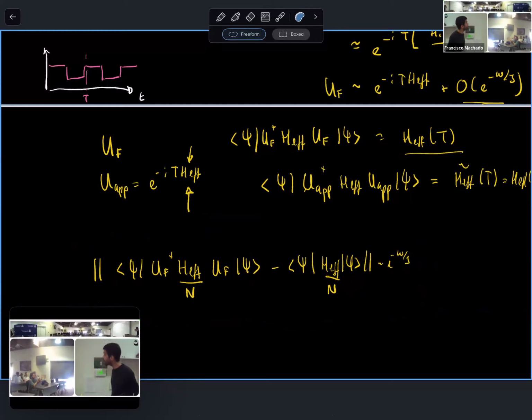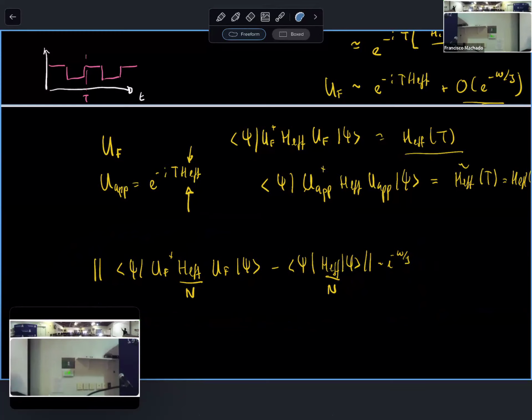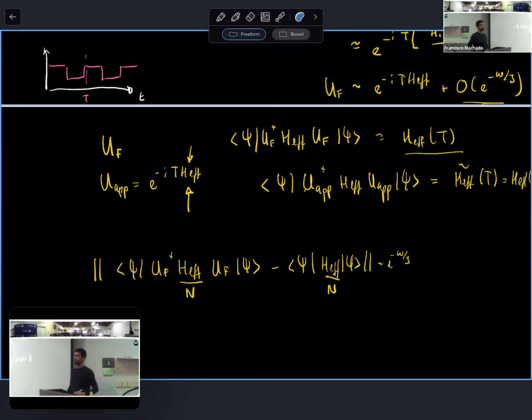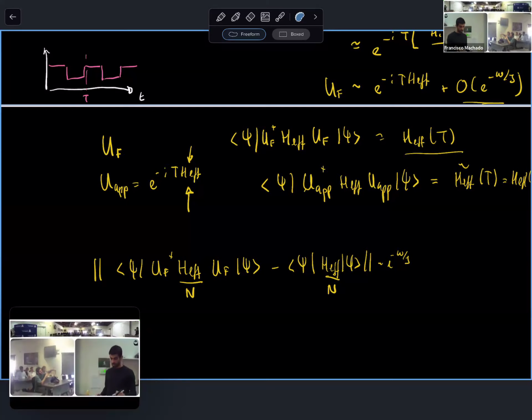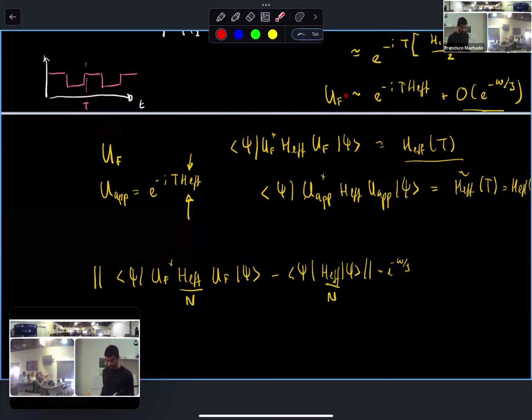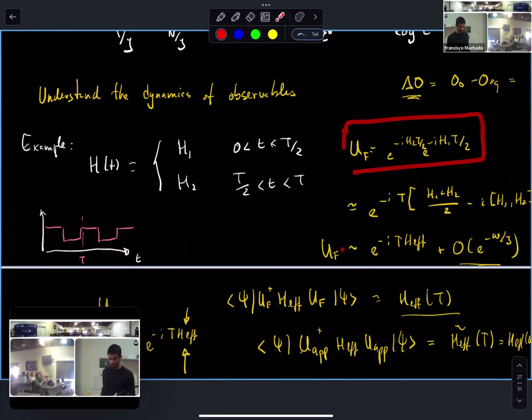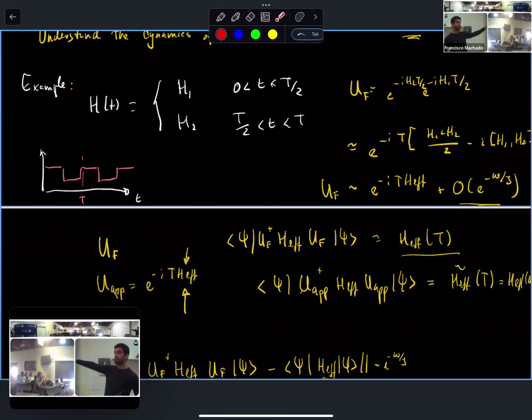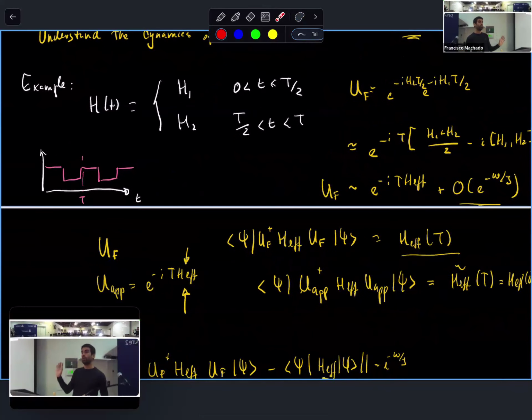It depends on time because here I'm assuming a period, so it implicitly is doing that. That's the approximation. Sorry, UF is the precise one. I'm using UF to be the precise evolution, and U approximate to be the one that effectively ignores these errors. Does that answer the question? Awesome. Any other questions?